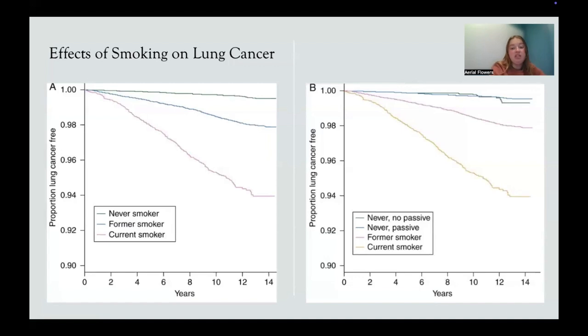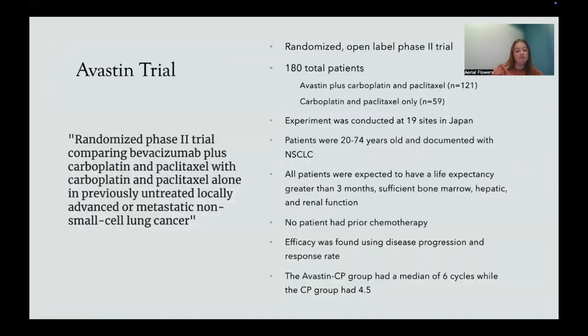These graphs from the study show that current smokers develop lung cancer at faster rates than both former smokers and people who have never smoked before. The graph on the right includes past smokers, which shows that there was a slightly higher chance of developing lung cancer compared to non-smokers who are not frequently around people who smoke.